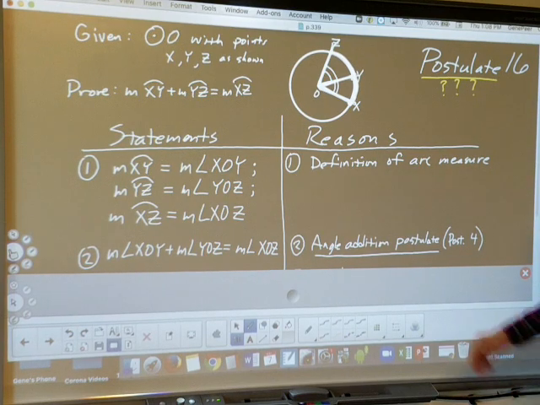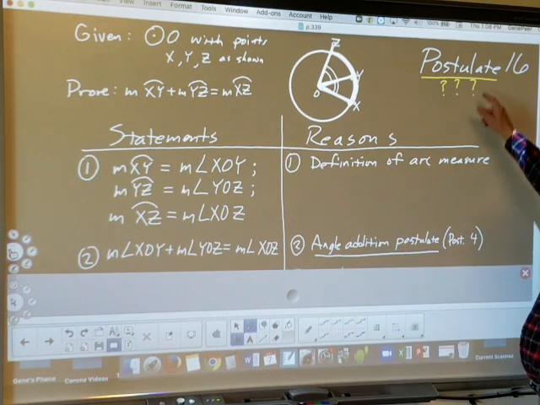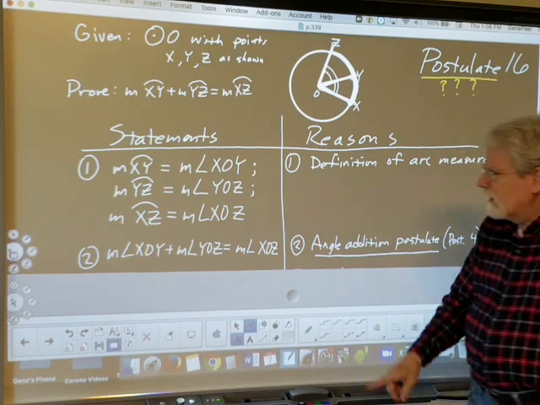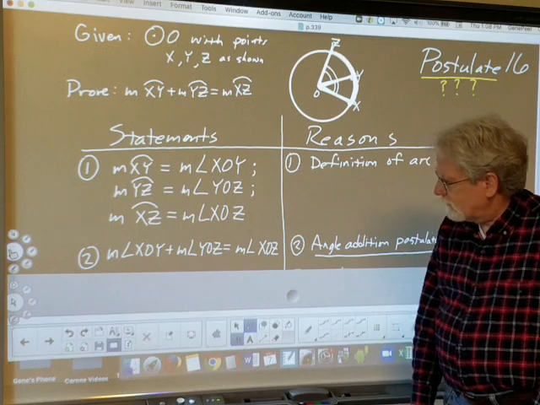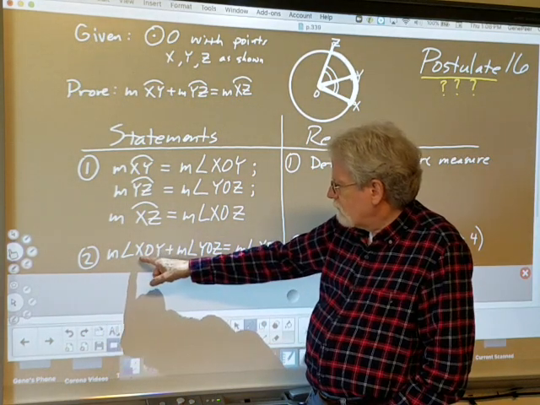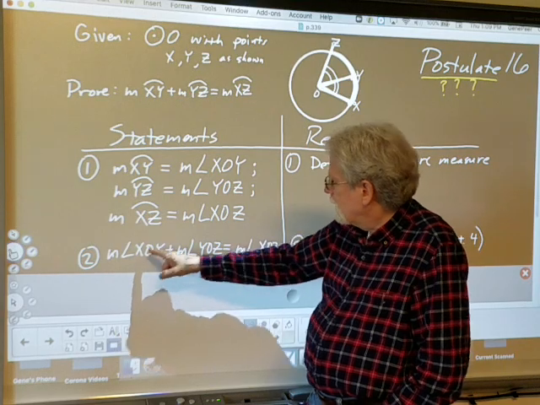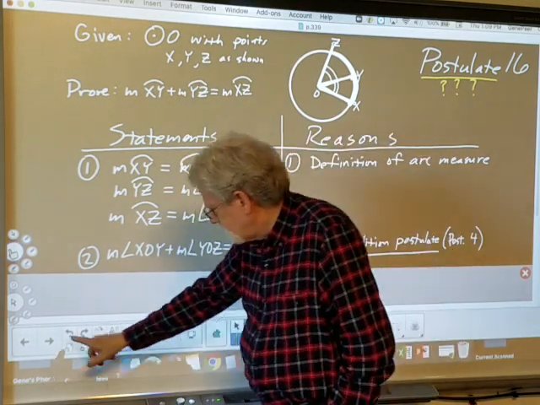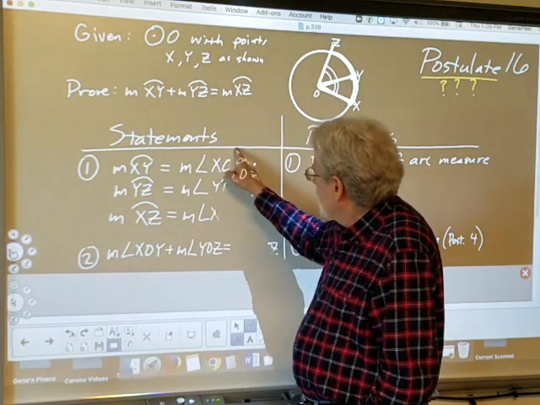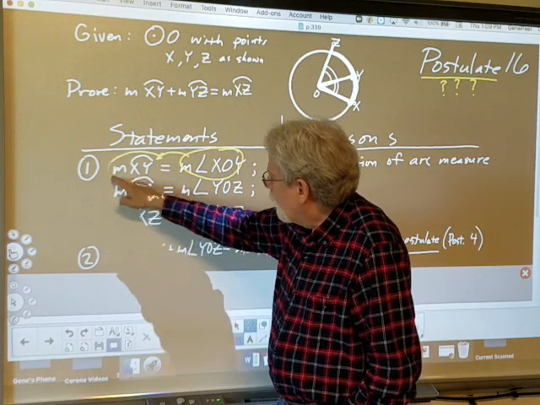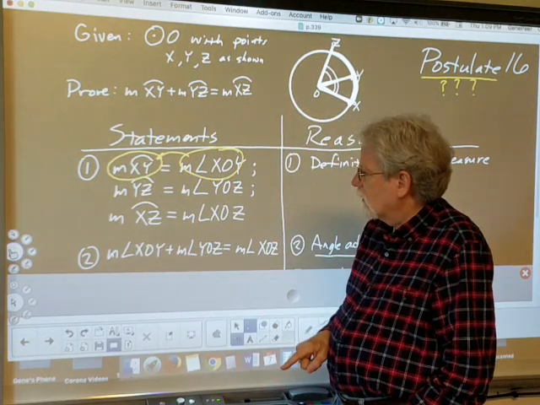Now, this proof is so simple. It's why this should not be a postulate. Because all we have to do now is a bit of substitution. Do I see any place on the board another name for the measure of angle XOY? Yes, right there. XOY, let's change colors. XOY is also known as arc XY, measure of arc XY.